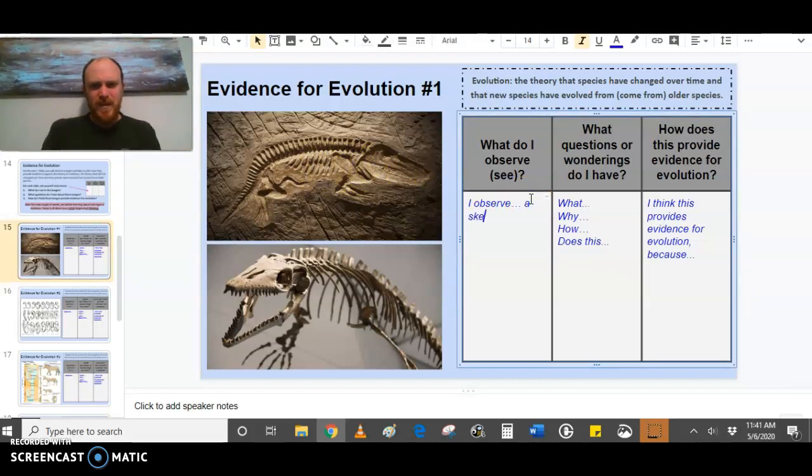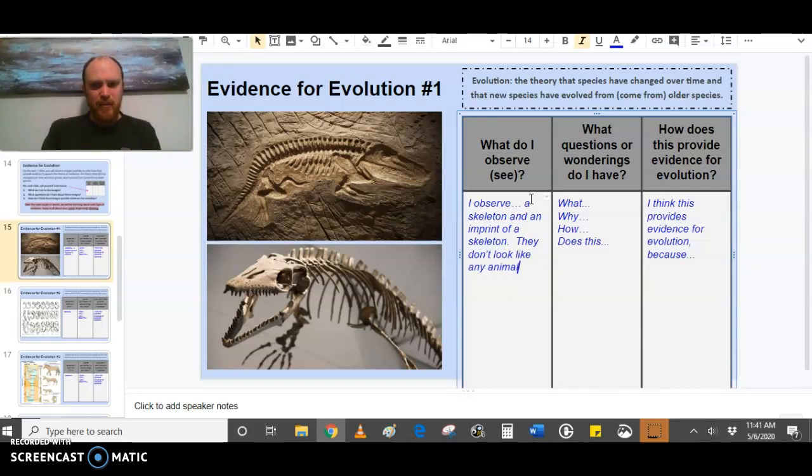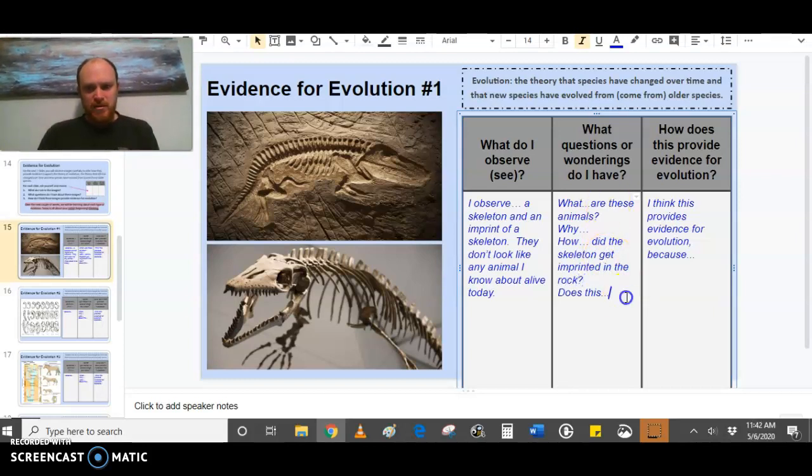I observe a skeleton and an imprint of a skeleton. I can't type when you guys are watching me. They don't look like any animal I know about alive today. Okay, so what are these animals? How did the skeleton get imprinted in the rock? Does this animal relate to any animals alive today?